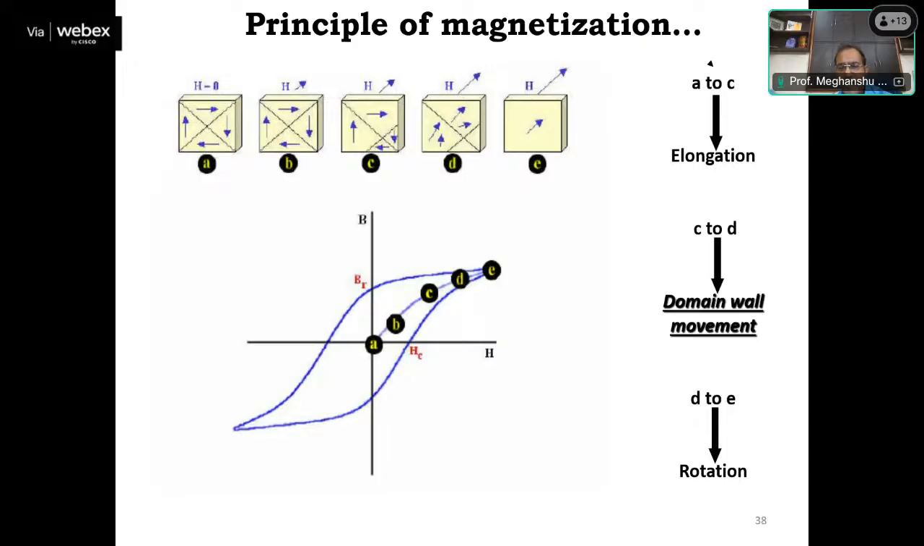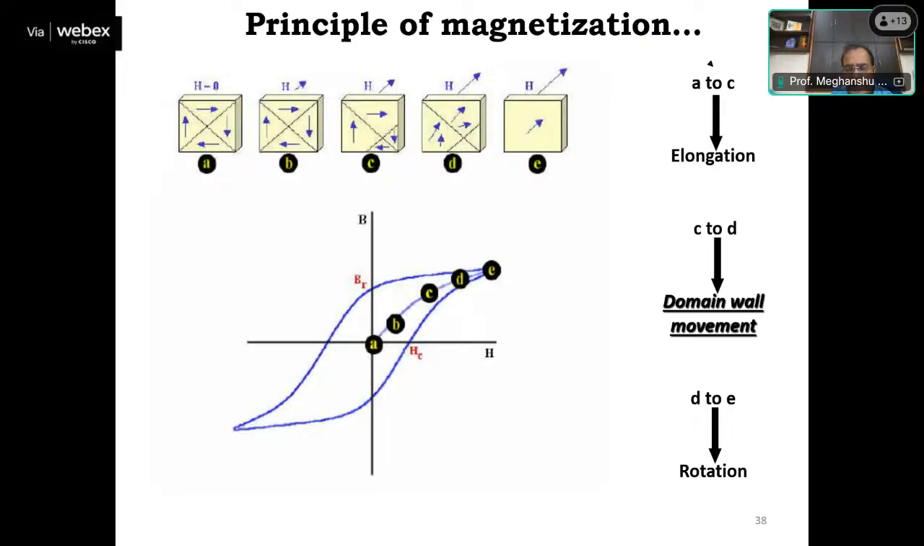Point C to D is indicating domain wall movement. And point D to E is indicating the rotation of the domain wall. After point E, the domain walls will align themselves in the direction of the magnetic field, as you can see in the figure. The rectangular block at point E indicates that the magnetic domains have aligned themselves in the direction of the magnetic field. This is known as the saturation condition or saturation state.